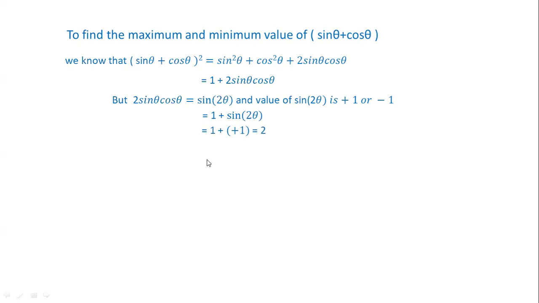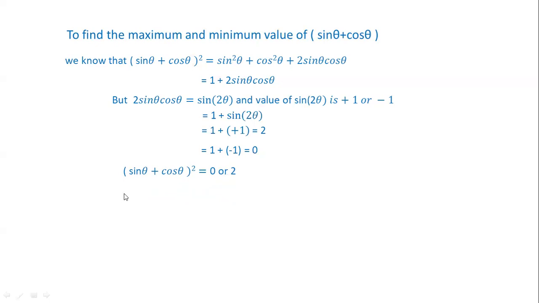Or put minus 1, next value, 1 plus minus is minus. So 1 minus 1 is 0. So it can either be 2 or it can be 0. But what is this? This is sin theta plus cos theta whole square is equal to this or this. So that means sin theta plus cos theta whole square is 0 or 2.